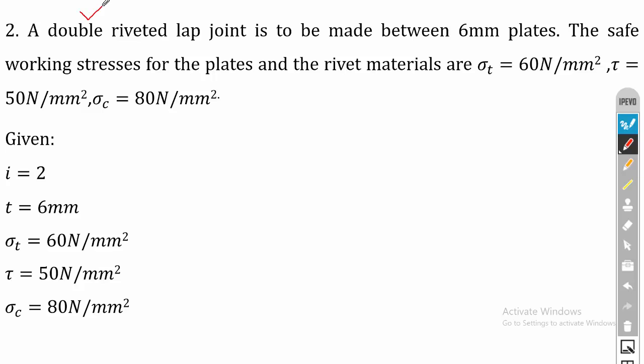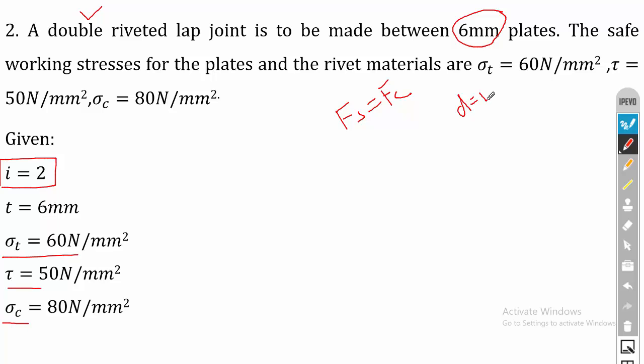Then it is a double riveted lap joint, which means the number of rivets is 2. The safe working stresses for plate and rivet materials, sigma T, tau, and sigma C, are given. The procedure is the same. You can start from the second point, but remember that here the thickness is less than 8 mm, so you have to equate Fs to Fc to find the value of the rivet diameter. Don't use D equal to 6 root T. So don't use this equation. Use Fs equal to Fc.